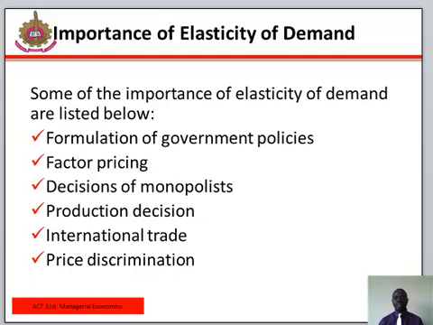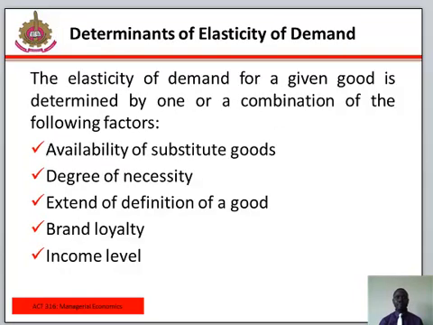The last one is price discrimination. A manufacturer can fix a higher price for the products which have inelastic demand and a lower price for products which have elastic demand. Determinants of elasticity of demand.